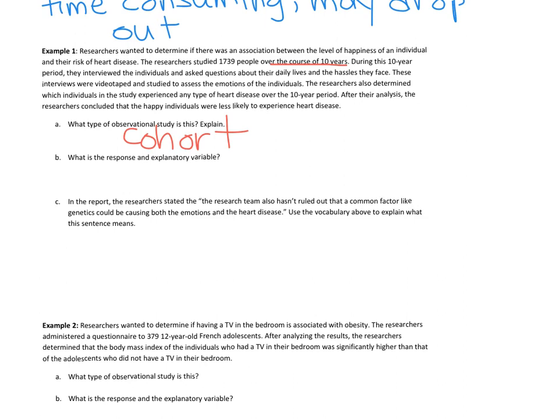What's the response and explanatory variable? Well, we'll start with the explanatory variable. It's based on how the study was set up. So, let's see. The researchers concluded that the happy individuals were less likely to experience heart disease. So how that's set up, they're saying if you're happy, less likely to have heart disease. So the explanatory variable is level of happiness.